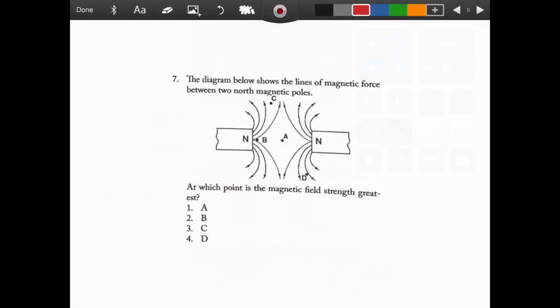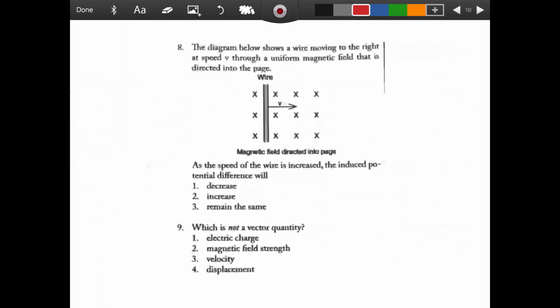At which point is the magnetic field the strongest, or the magnetic field strength the greatest? And remember, we want to be very close to the poles or where the lines are closest together. So number 7 is definitely B. At point B, the lines are very close together.